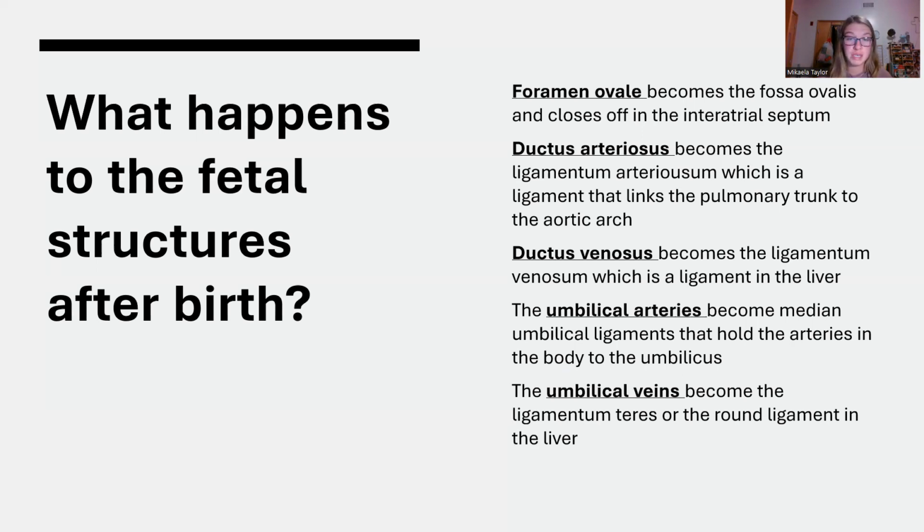The umbilical vein becomes the ligamentum teres, or the round ligament of the liver. So it's what divides the lobes in an adult liver and provides structure. So all of these structural components in utero then become supportive ligaments and hopefully close off once the child is born.